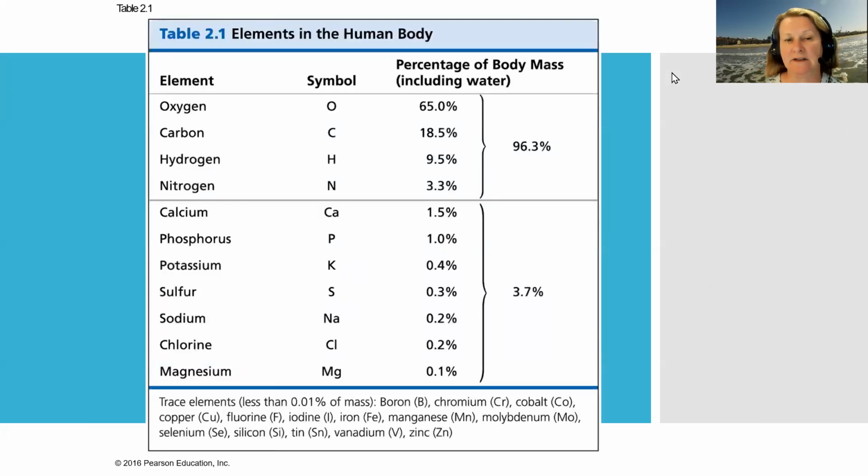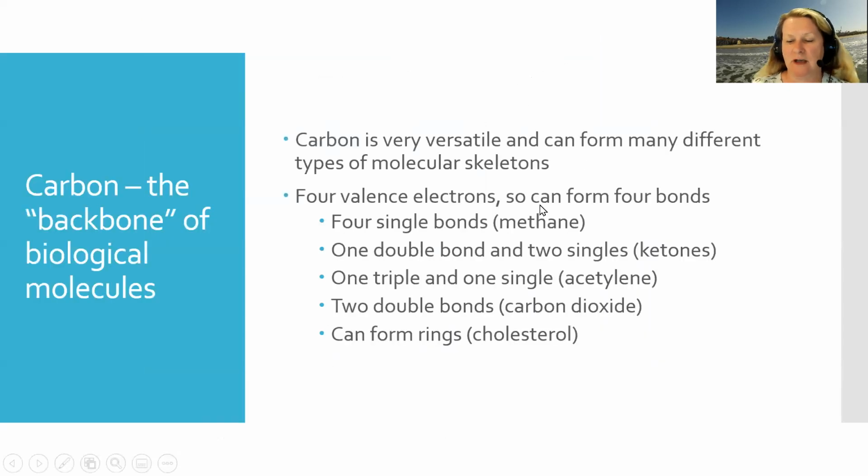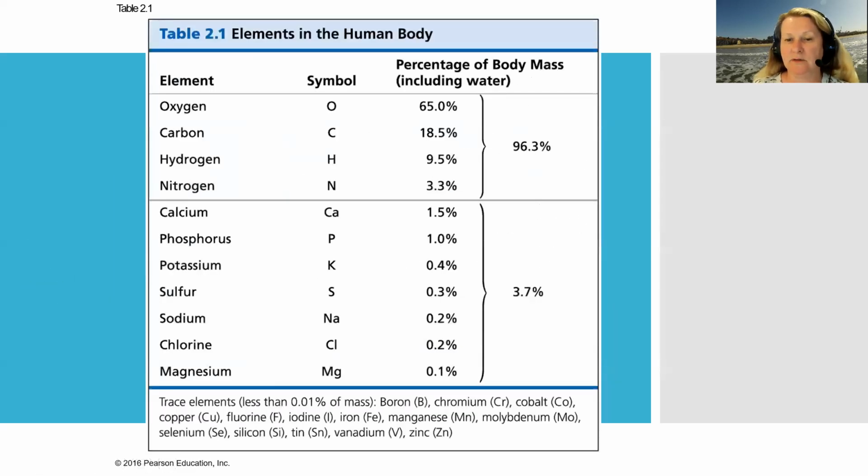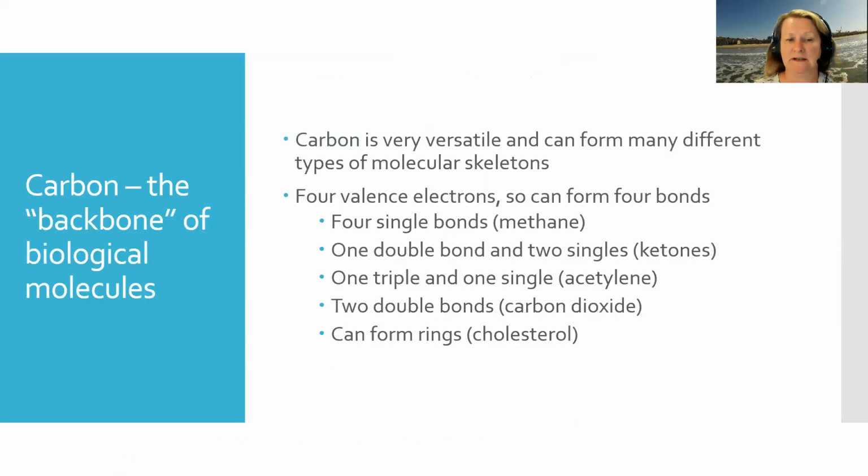If you take a look at this chart from your textbook, you'll see that of your body mass, including water, over 96% is made of just four of those elements: oxygen, carbon, hydrogen, and nitrogen. So let's look at them one at a time. I'm going to spend the most time talking about carbon because carbon is like the backbone of biological molecules.